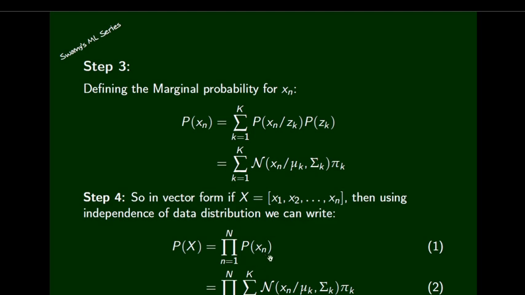But what is P of xn? P of xn is this sum, the weighted average of these normal distributions. I replace this P of xn by this distribution. So what we get is the probability distribution function for capital X, the vector data point. That is the product over n equal to 1 to capital N, sum over k equal to 1 to K, of N of xn given mu k, sigma k into pi k. This is the probability density function for the Gaussian mixture.